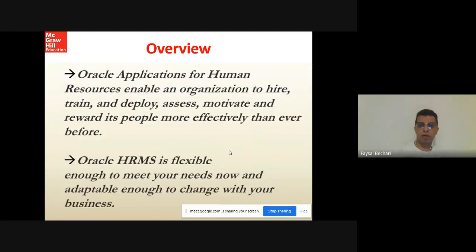So Oracle has an application for human resource. By the way, tier one and tier two can now all cover such an application. Oracle application for human resource enables an organization to hire, train, deploy, assist, motivate, and reward its people more effectively than ever before. This cannot be done manually if you have a large company. Oracle HRMS, the Human Resource Management System, is flexible enough to meet your needs now and probably adaptable to change with your business.